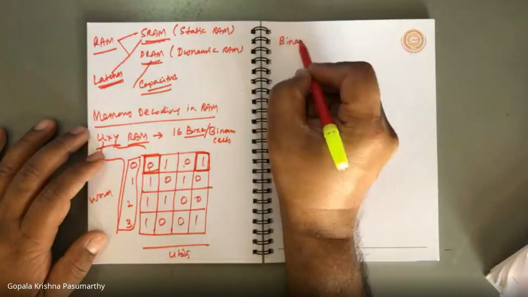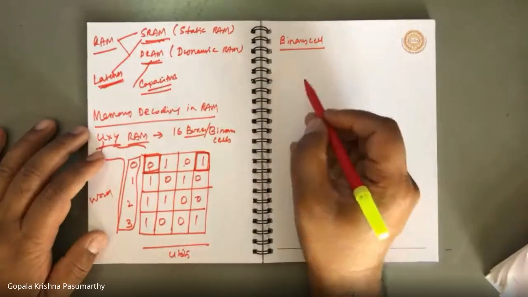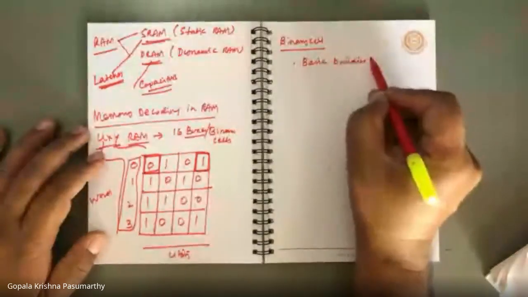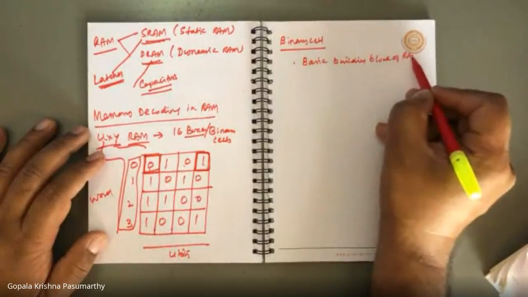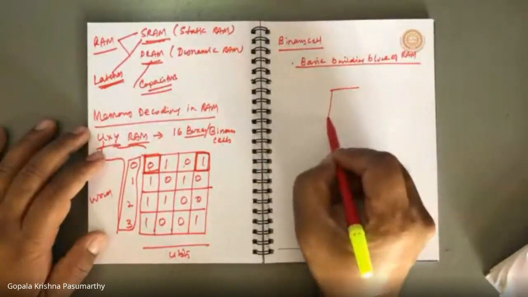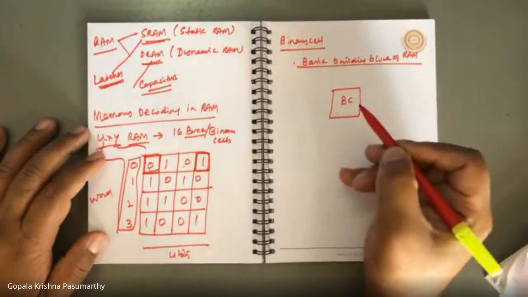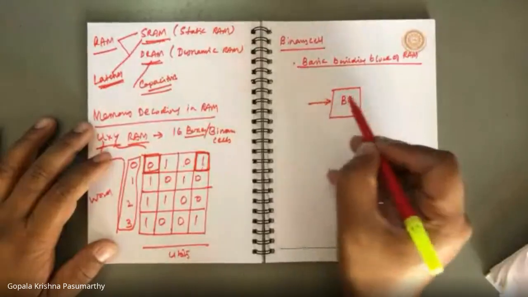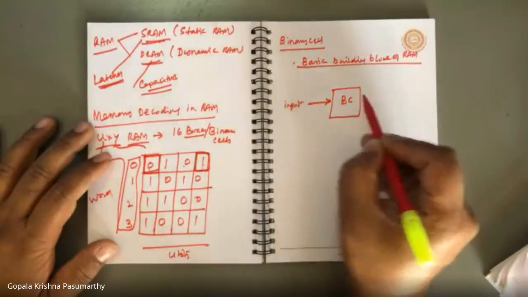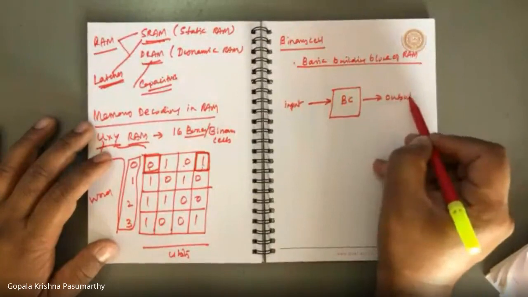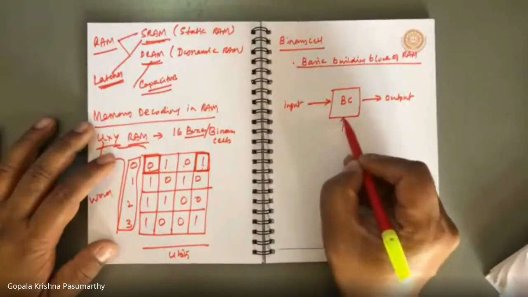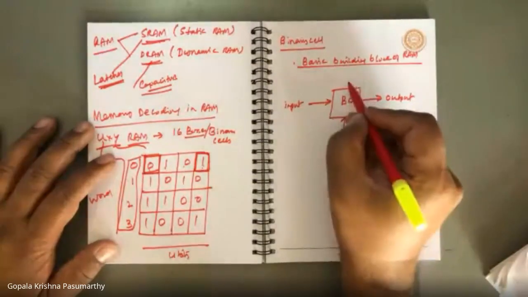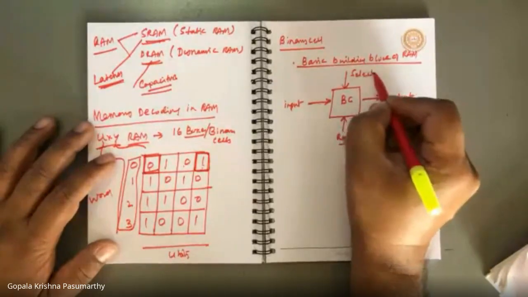Now we have to understand the design of a binary cell. What is a binary cell? A binary cell is the basic building block of random access memory. Each binary cell will receive input and produce output, and receive a special control like read or write, and it will also have a special line called select.